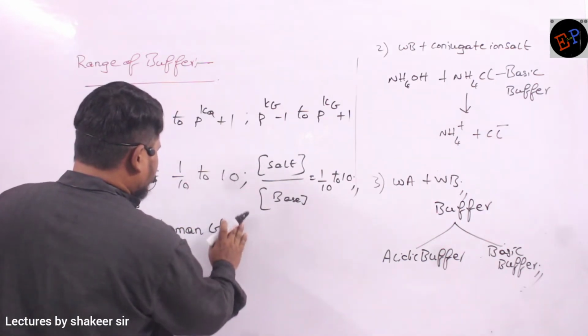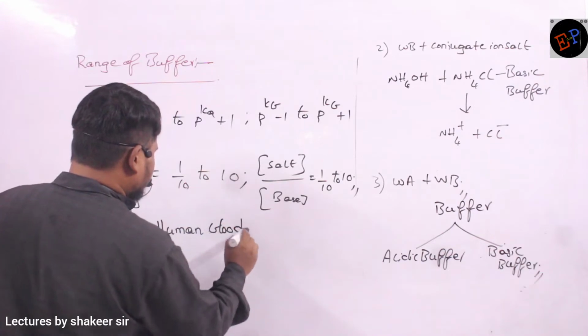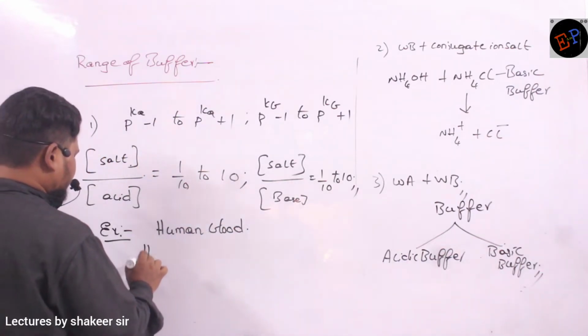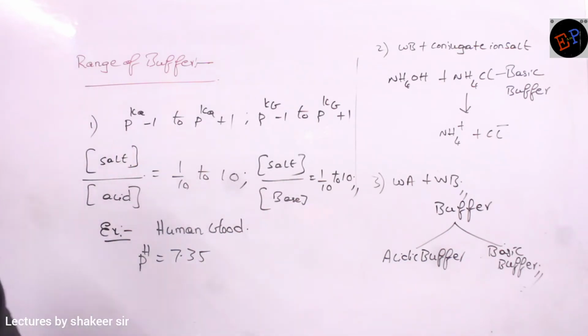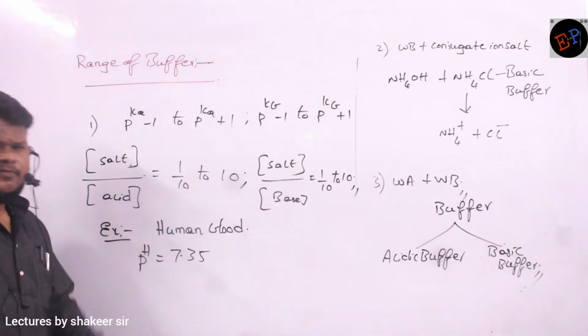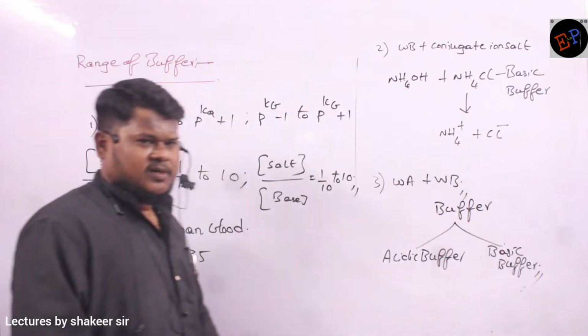So what is the pH of human blood? Do you know? The pH of human blood is approximately 7.35. Okay. So we eat many kinds of foods. Are you able to understand?